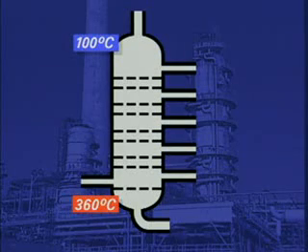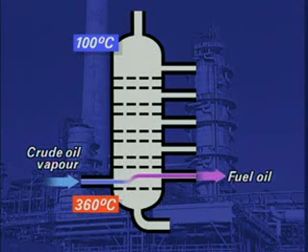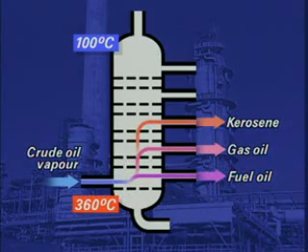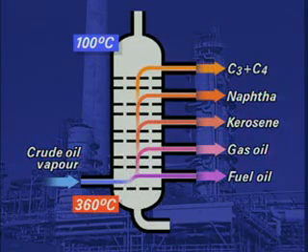The vapours rise up the tower and condense to liquid when they arrive at a tray that is sufficiently cool. The perforations in the trays allow vapours to rise up the tower and liquids to drip down. Liquids, called fractions, are piped off at different levels in the tower. The higher up the tower, the lower the boiling point, and the shorter the hydrocarbon chains.